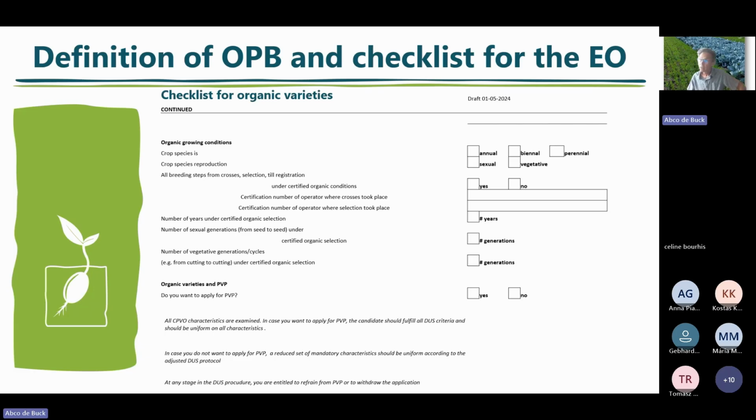And when some characteristics deviate according to the protocol, which we will see later, when some of these deviate from the standard uniformity, then it is denominated as an organic variety, and then you are not entitled to PVP.